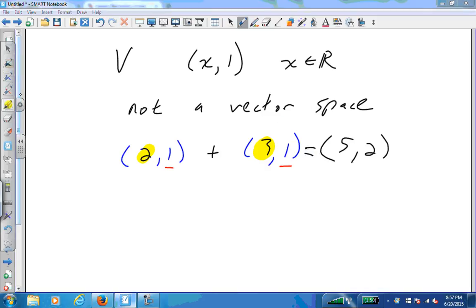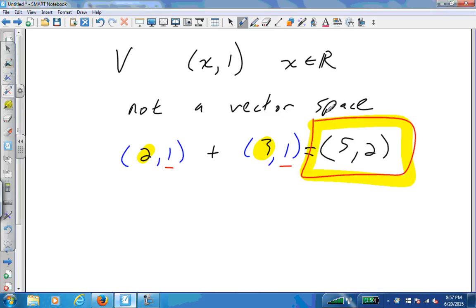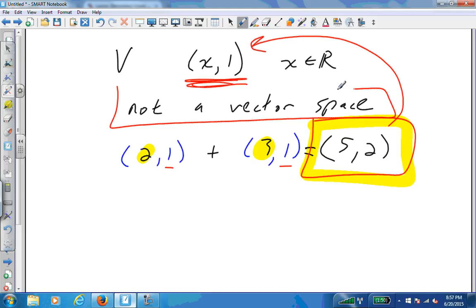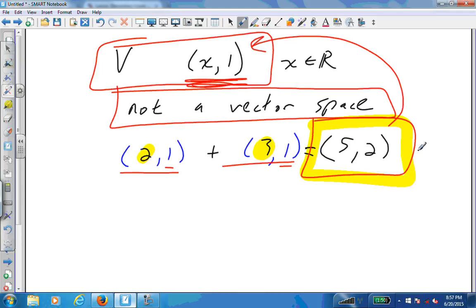and notice our answer is not in our vector space. It is not in what we defined as our space. So hence, this is not actually a vector space. We added two things that were in this set, and we got something that was not in the set V.